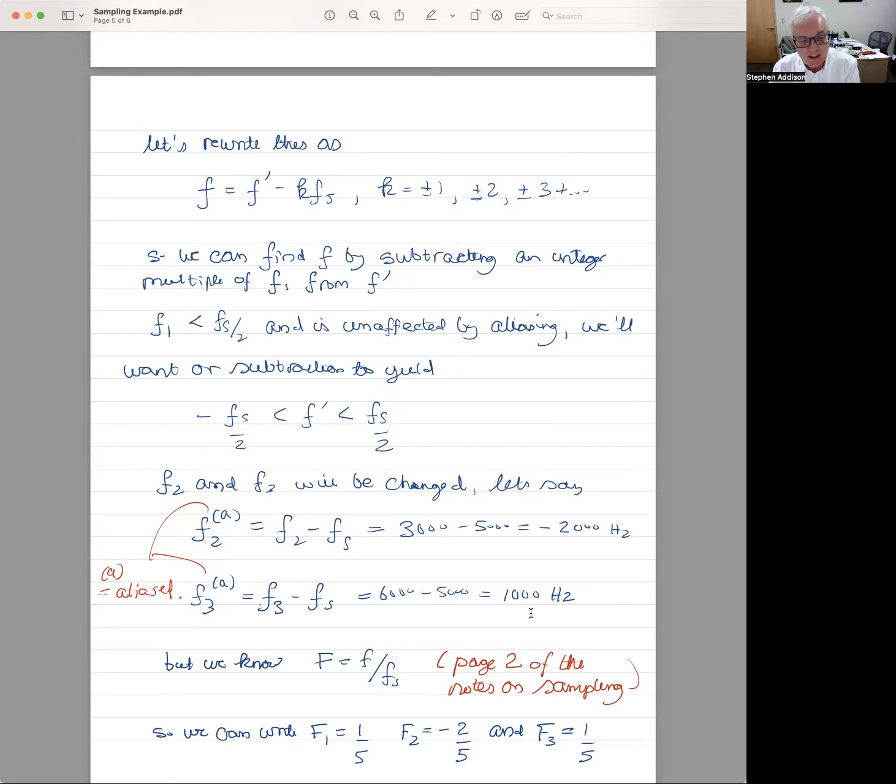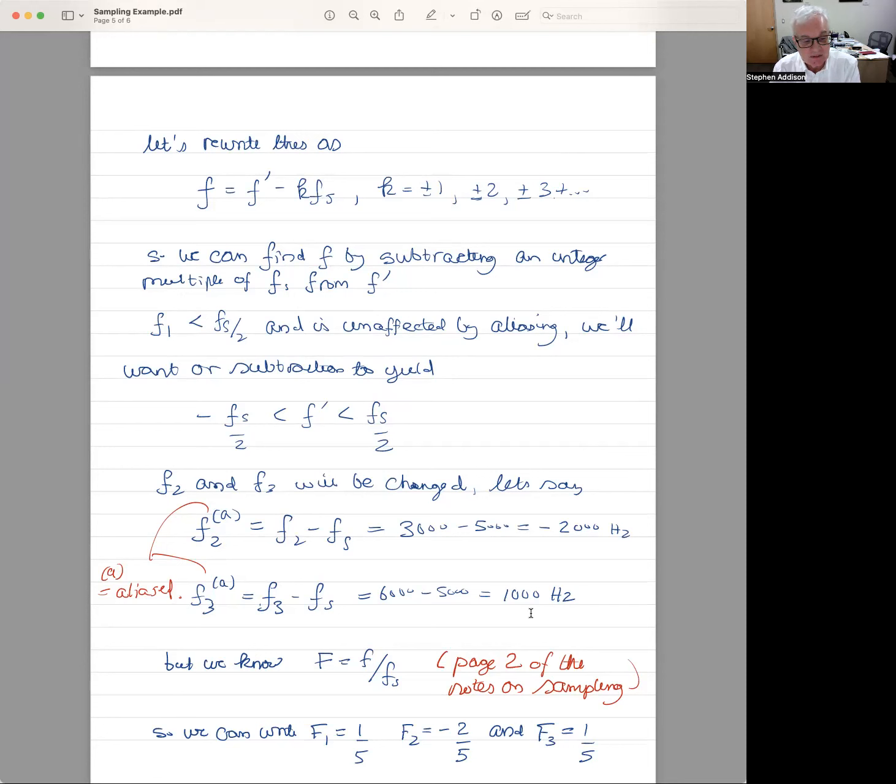I don't have to do it for F1 because it's unaffected by aliasing. And I do want to yield frequencies that lie in that band, and we talked about why that was a couple of days ago. So F2 and F3 will be changed. So I can find the A-list values, and the way I set this up, one of them comes out as minus 2,000 hertz, the other one comes out as 1,000 hertz.